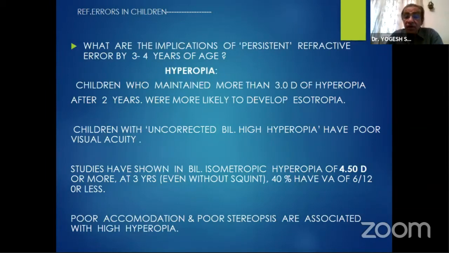Now, children with uncorrected bilateral high hyperopia, naturally it will come with uncorrected only, have poor visual acuity. I have seen many parents bringing their children who have gone to at least half a dozen ophthalmologists, who come at 5 or 6 years, and their vision is not improving.